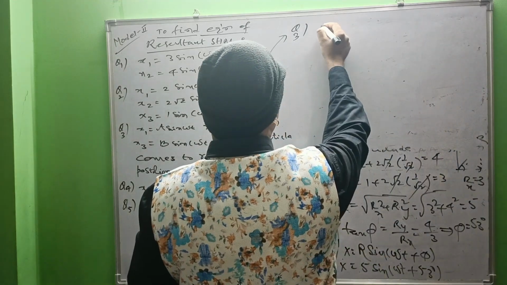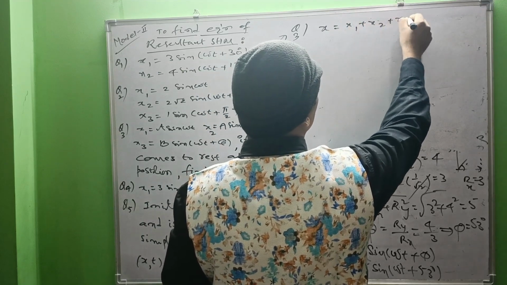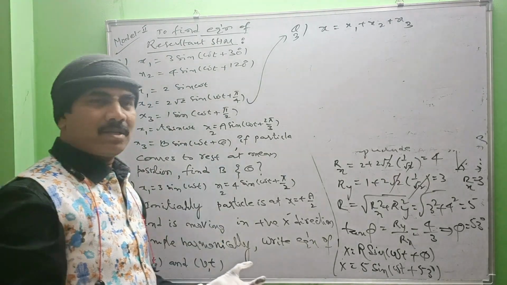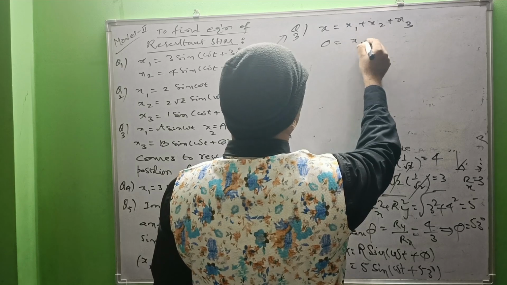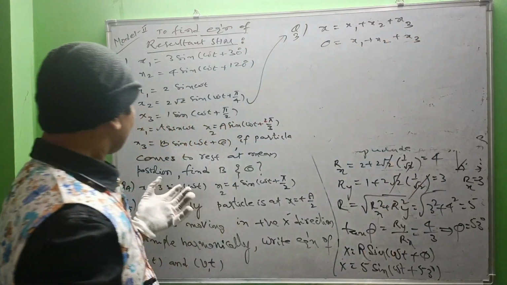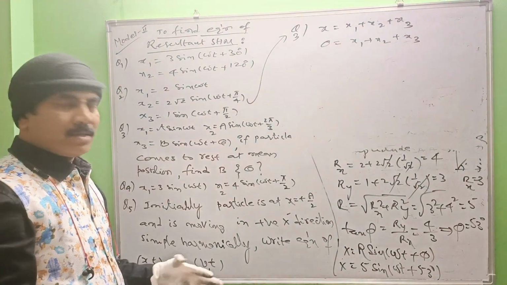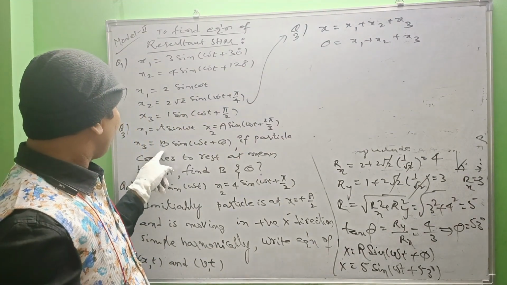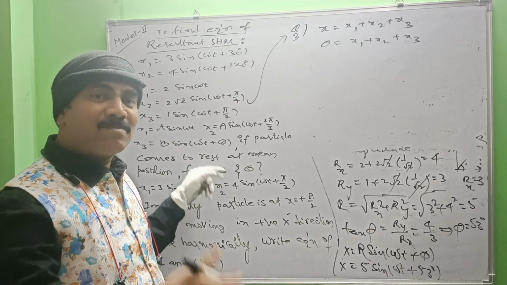So the resultant displacement x equals x1 plus x2 plus x3. From data it is 0. Why? Because the particle comes to rest after all these oscillations. So 0 equals x1 plus x2 plus x3. So we need to find x3, the value of b in terms of a. For the first and second oscillations, the amplitude is a, but for the third oscillation, it is b. So we need to find the value of b in terms of a.